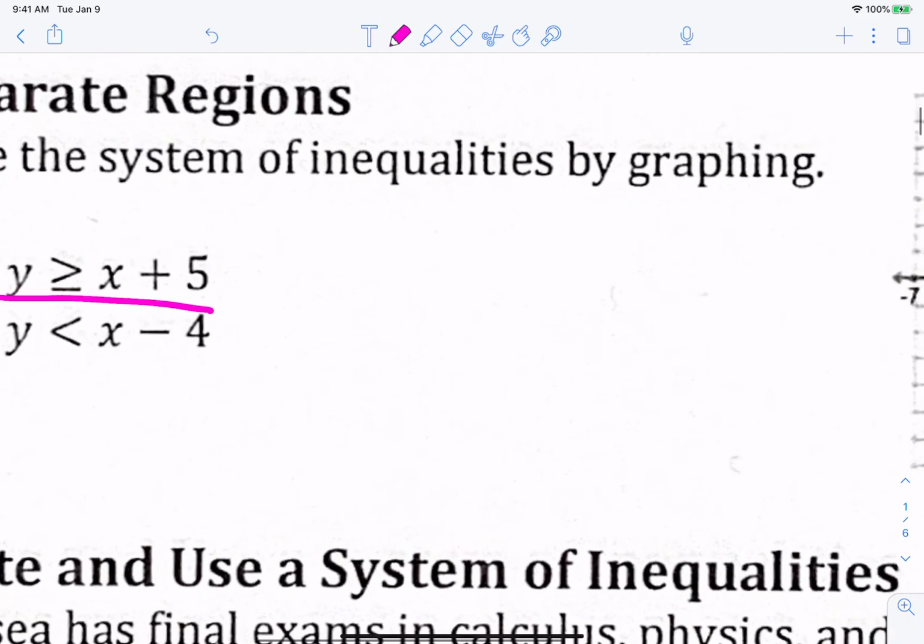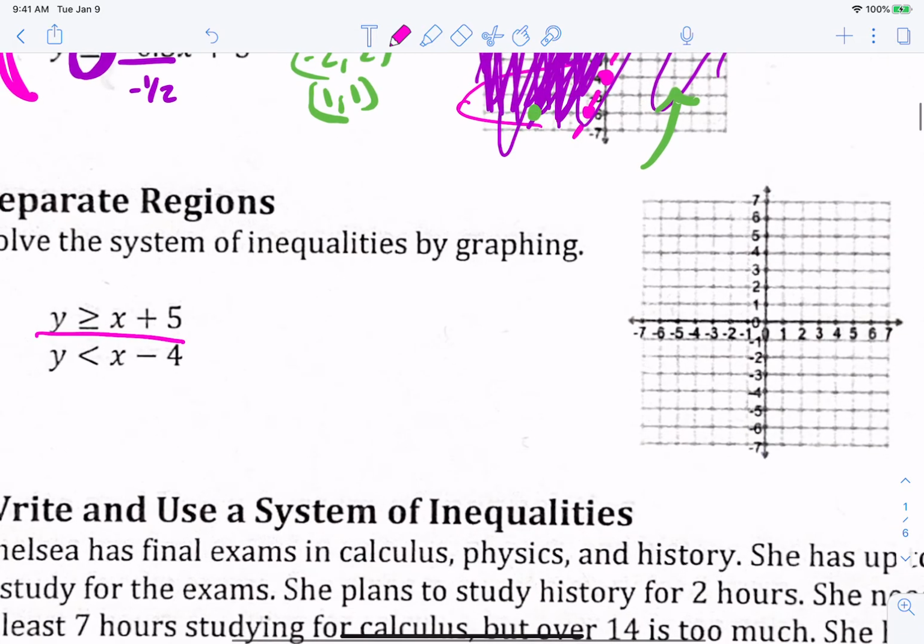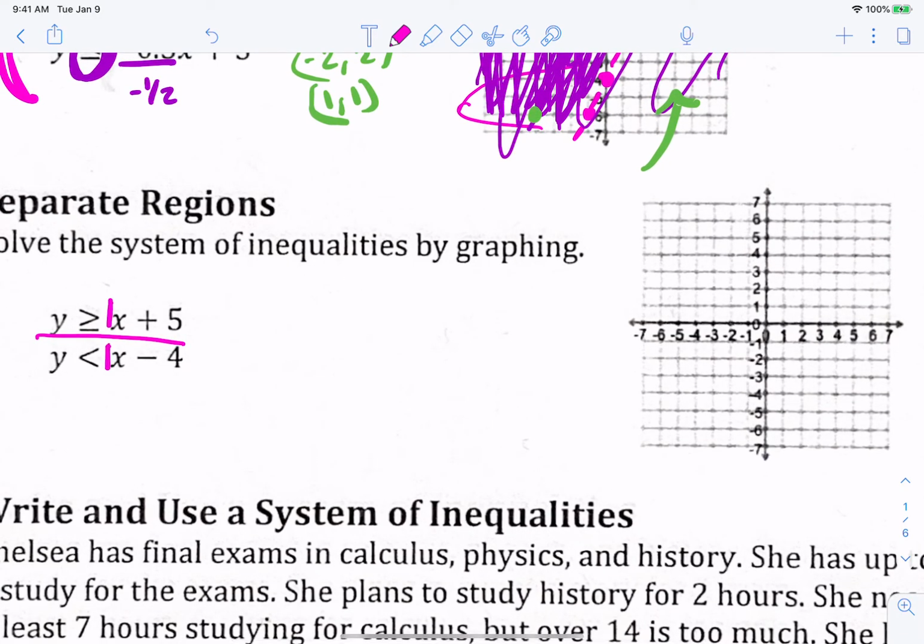So we start at the... First off, these are parallel. How can you tell that they're parallel? Because they have the same slope. The slope is the same, so both of them are 1s, all right?